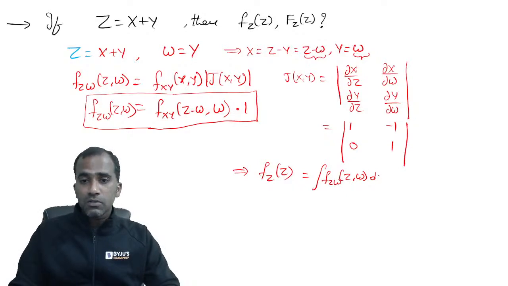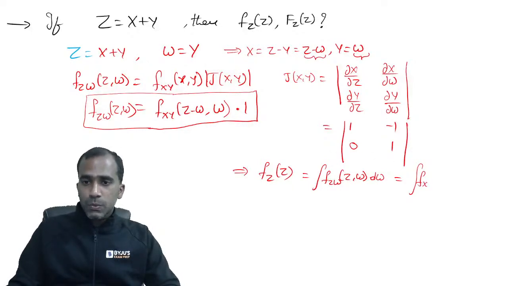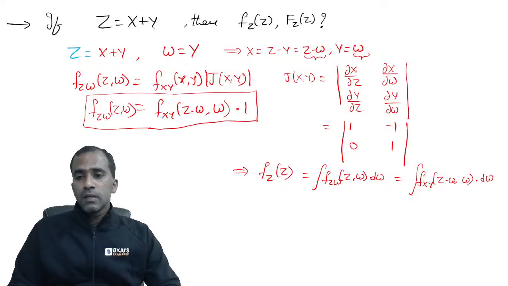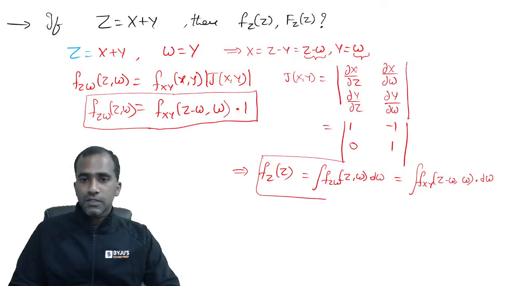Sorry, z we want, so let us integrate with respect to w, and we know what this function is, we have found it just now, fxy of z minus w comma w. We want to eliminate w, so let us integrate with respect to w. Fine, so this is the relation. This is how we can find fz of z.